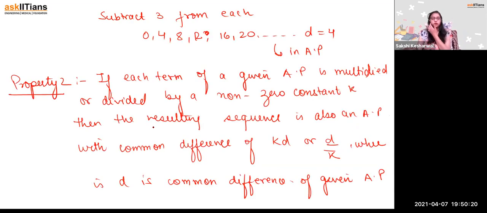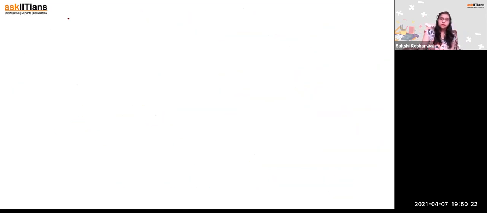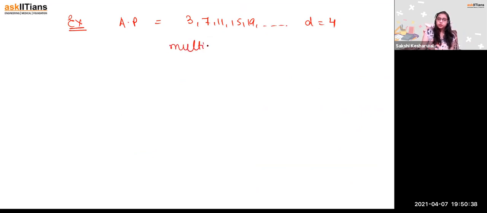Done writing? Okay, now I'll explain. Now you had an AP. Let's take an example. Your AP was 3, 7, 11, 15, 19, and so on. This is an AP with a common difference of 4. Now I'm going to multiply this by -3, so each term will be multiplied by -3.